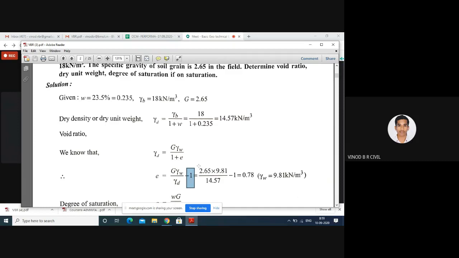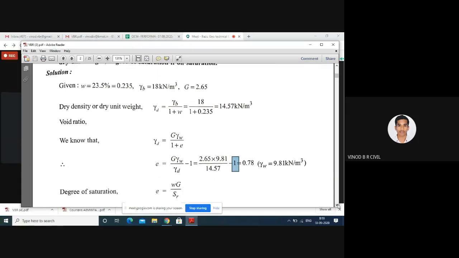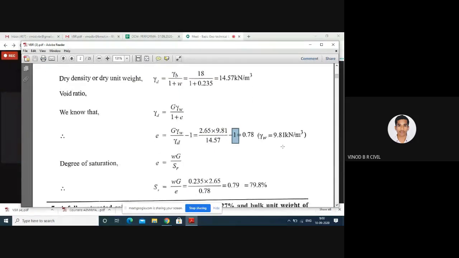Therefore, e is equal to G, 2.65 given in the problem, times the unit weight of water, 9.81, divided by the dry unit weight of soil, 14.57 that we already calculated, minus 1, which is a constant. Therefore, e is equal to 0.78.